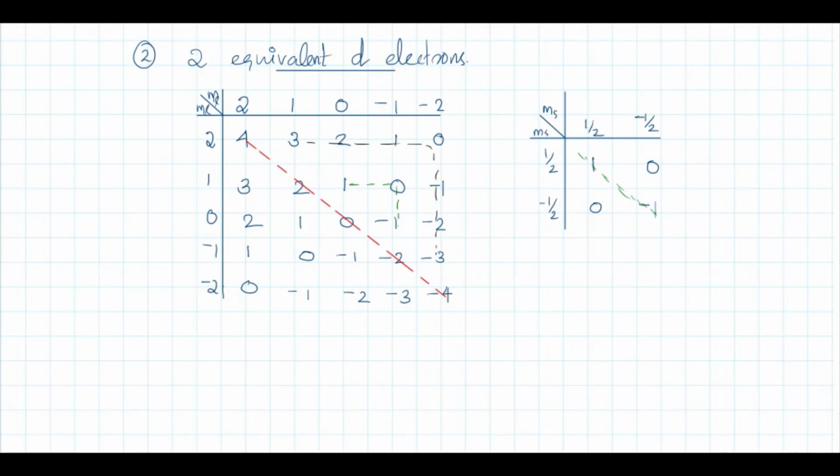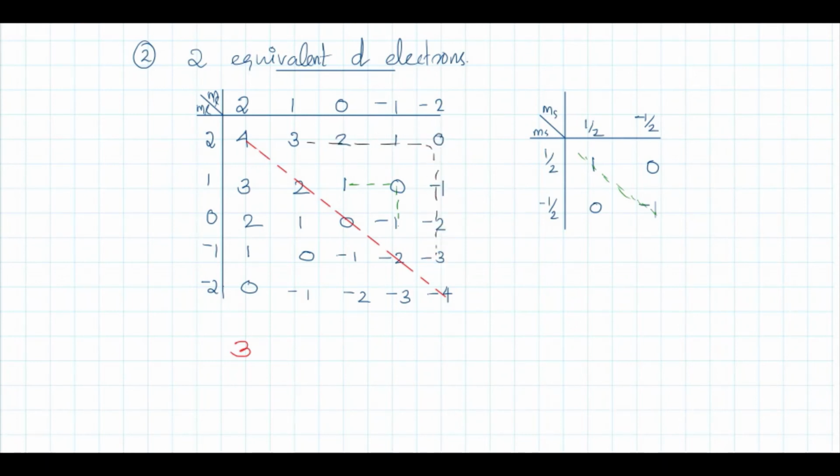Corresponding ms square: half, minus half, half, minus half. It is always the same. For the 2 electron case, ms square is always the same. Consider the diagonal of ms square. That is triplet. So you have to write 3. Then you have to neglect the diagonal of ml square. Take the other things: 3, 2, 1, 0, minus 1, minus 2, minus 3.